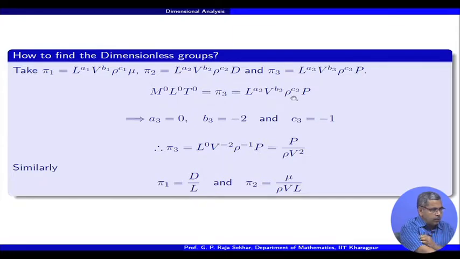So we will explain with one of them. Let us consider pi 3. We are trying to get a non-dimensional group that involves pressure, length, velocity, and density. In some sense, we are trying to identify some quantity that will have the dimensions of pressure, so that we can normalize, and that pi 3 will be non-dimensional. Once we expect pi 3 to be non-dimensional, naturally the powers on the left-hand side are going to be 0, and on the right-hand side we have these powers. So how do we get these values?